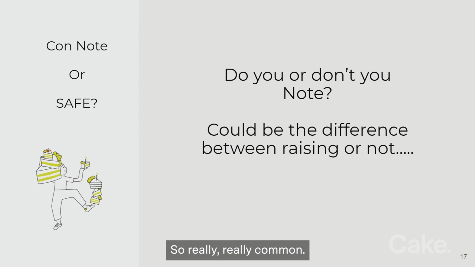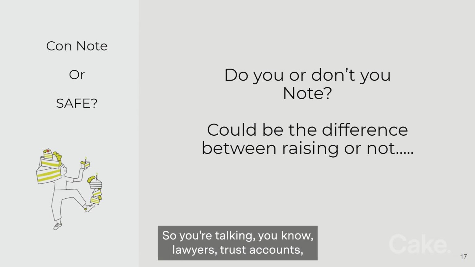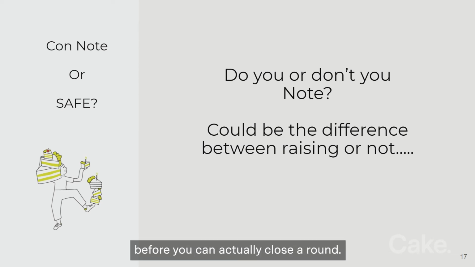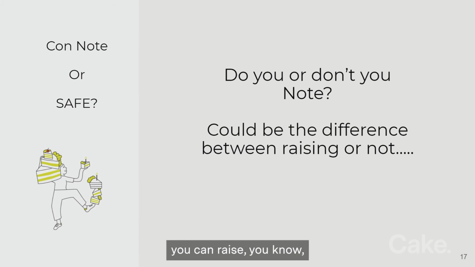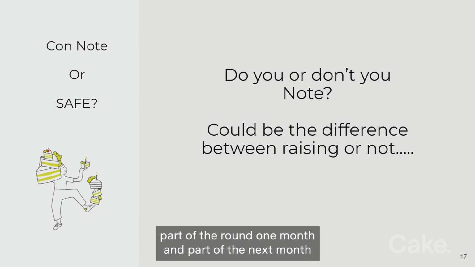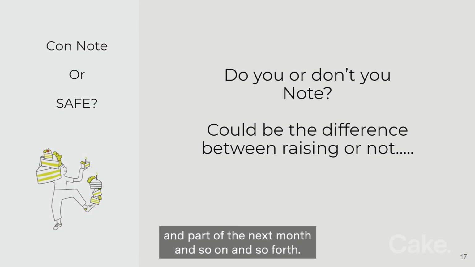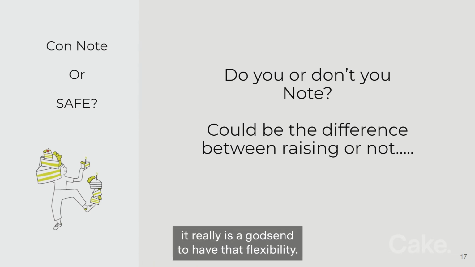So really, really common. The reason why you do them, you don't have to worry about valuation, which can be really tricky early on. The legal costs are a lot lower. The legal complexity is a lot lower. You don't have to settle. Like if you do an equity round, you have to settle it all on the one day normally. So you're talking lawyers, trust accounts, lots of documents being signed on the same day. You have to reach a minimum before you can actually close the round. Whereas with a convertible note or a safe, you can raise part of the round 1 month and part the next month and part the next month and so on and so forth. And as a busy founder, it really is a godsend to have that flexibility.